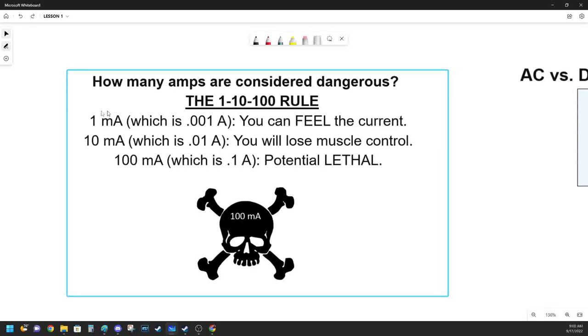Does that help us understand what this 1-10-100 rule means? Again, these questions have been on CompTIA exams for the past 15 years.